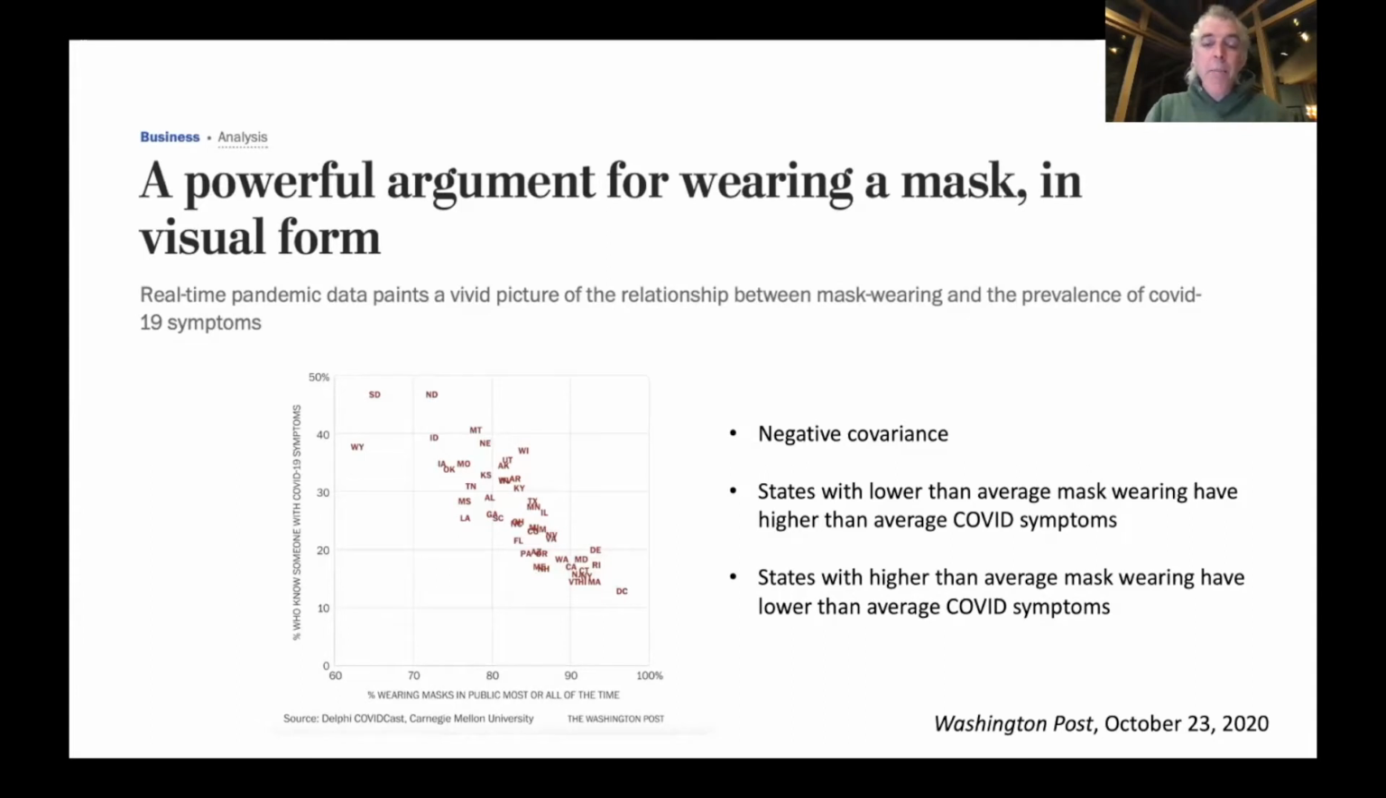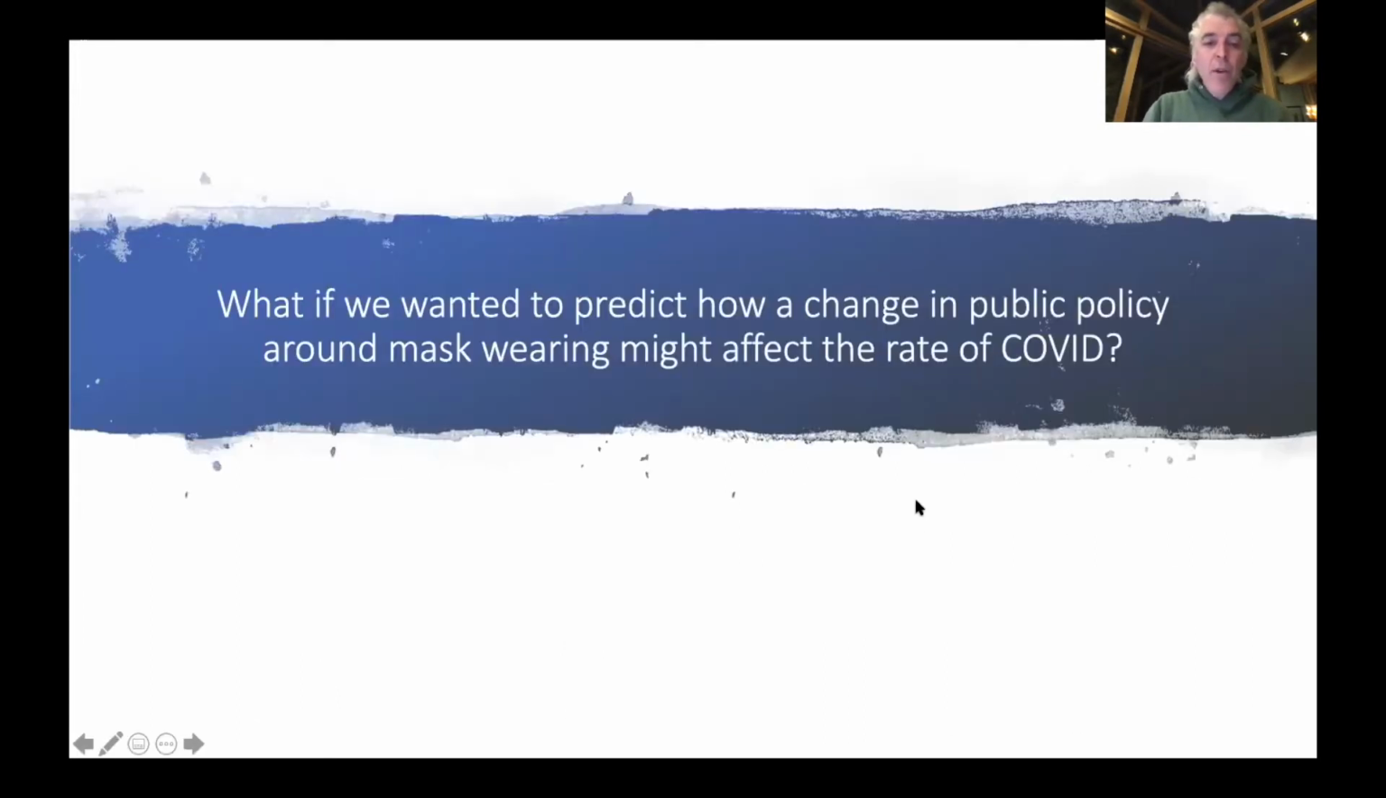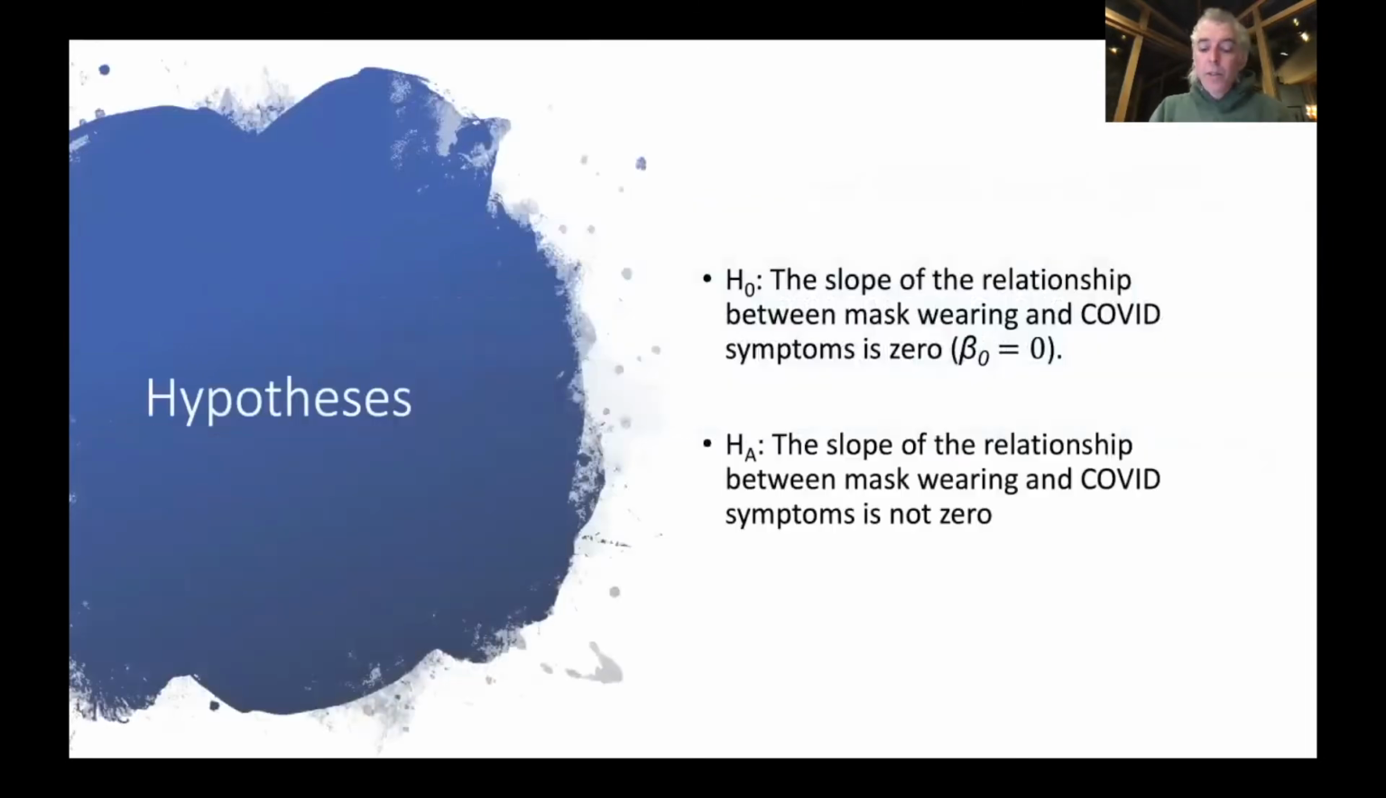And we worked through this example when we were talking about correlation. But what if we wanted to use these same data to predict how a change in public policy related to mask wearing might affect the rate of COVID? So in this case, we might test a null hypothesis that the slope of the relationship between mask wearing and COVID symptoms is 0. Now, if you recall, this null hypothesis refers to our true population and not our sample. And so as a result, we're using the Greek letter beta to represent the slope of this relationship in the true population. In this case, our alternate hypothesis is that the slope of the relationship between mask wearing and COVID symptoms is not equal to 0.